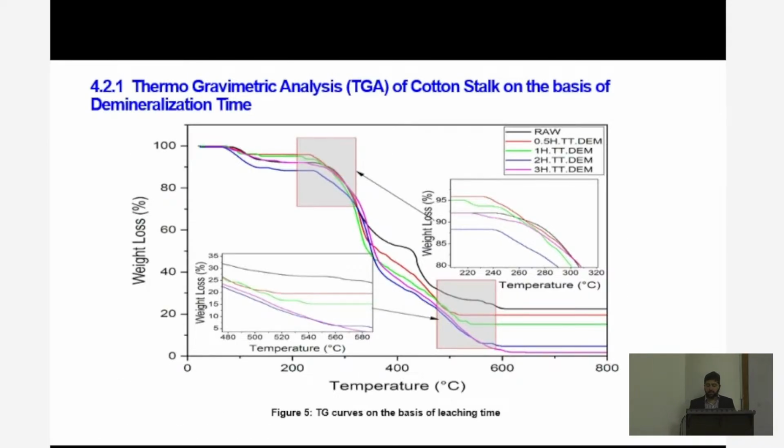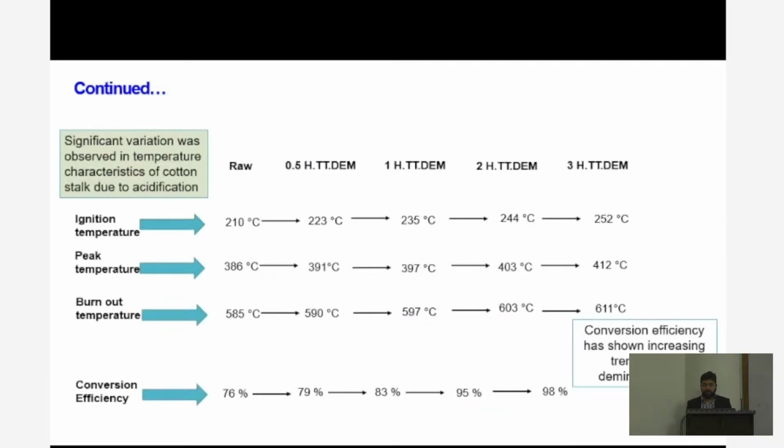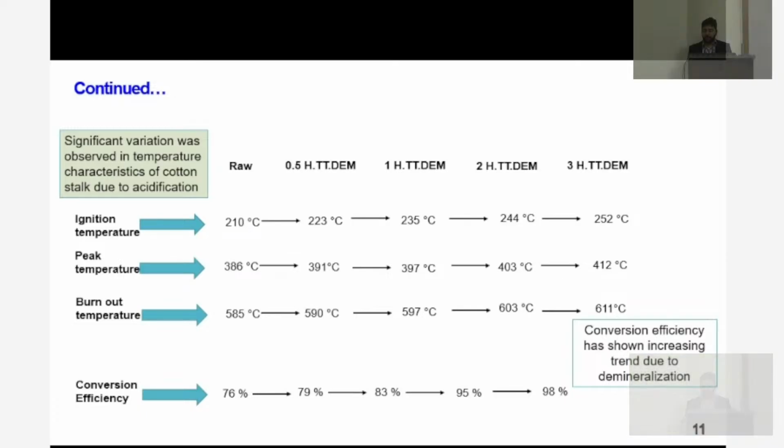This is thermogravimetric analysis, which presents the mass loss of the sample against the temperature. What we concluded is that with the increase in temperature and in the demineralization time, the sample showed a significant increase in all the key temperatures. These key temperatures are ignition, peak, and burnout temperature. Along with that, conversion efficiency was also improved.